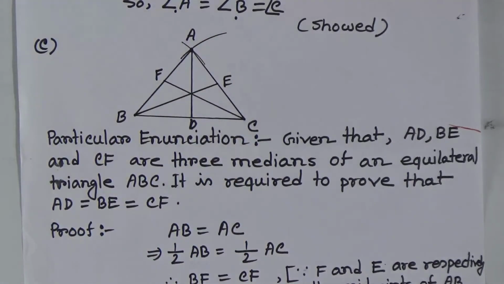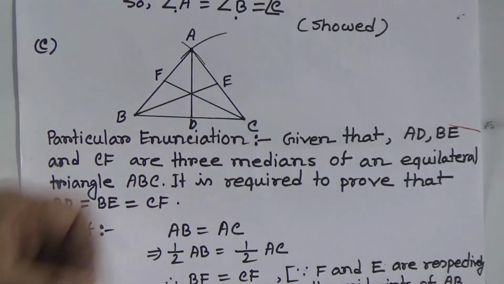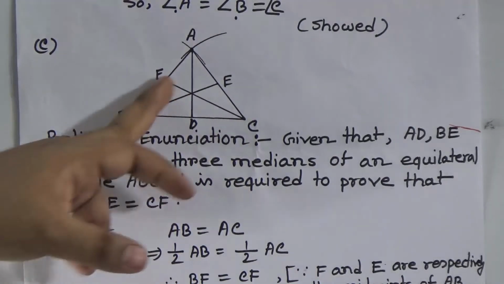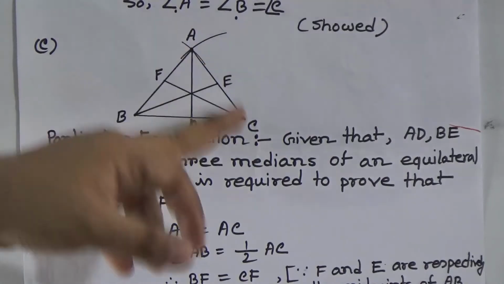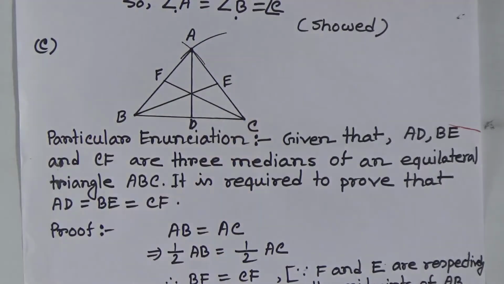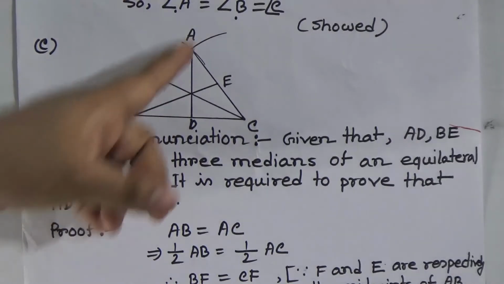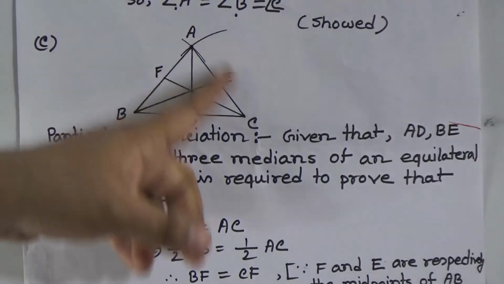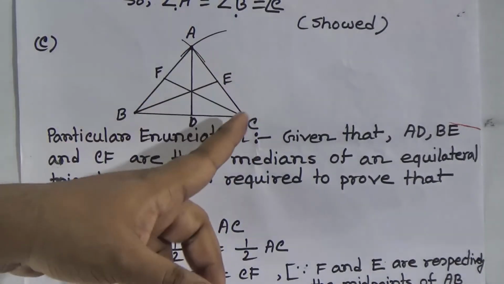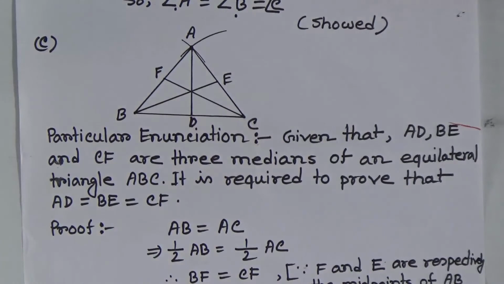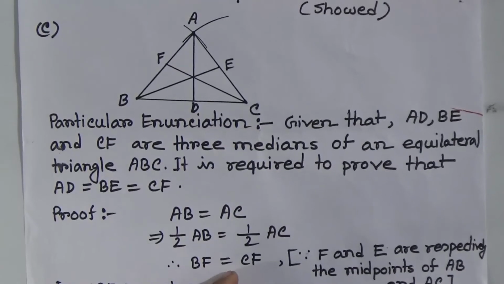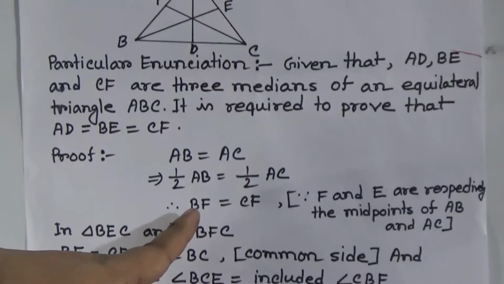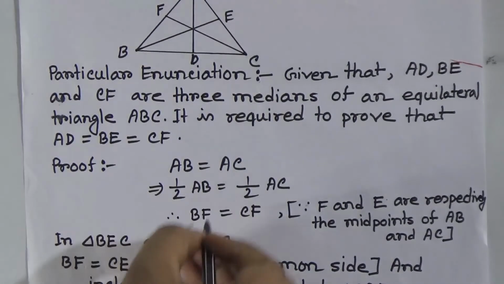After that, we multiply both sides by half. That means half multiplied with AB and half multiplied with AC. Half of AB means what? Half of AB means BF and half of AC means what? Half of AC means CE. So notice BF equal to CE, and BE equal to CF.